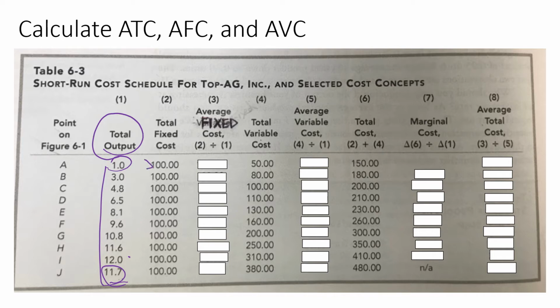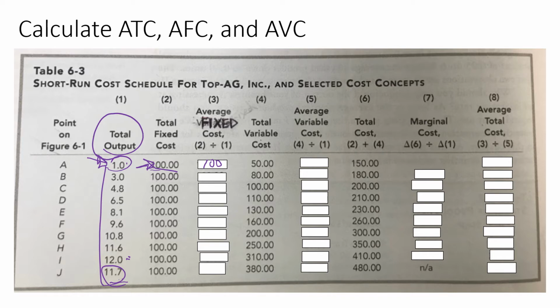We have our total fixed cost, so fixed cost stays the same. Again, whether we're producing 1 unit or 12 units, total fixed cost is always $100. So to find the average fixed cost at each of those given points, we're just going to take the total fixed cost divided by the total output. So for this first one, it would be 100 divided by 1. So the average fixed cost is $100 because we're only producing 1 unit.